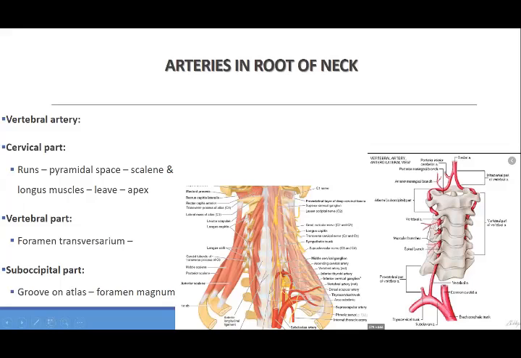ये देख लीजिए. This vertebral artery, as it descends and leaves through this pyramidal space, enters the foramen transversarium of the 6 cervical vertebrae: 6th, 5th, 4th, 3rd, 2nd, and the 1st. First cervical vertebra, this is the body of the first cervical vertebra. This is the transverse process with foramen transversarium lodging the vertebral artery. And this is the posterior arch of the first cervical vertebra.